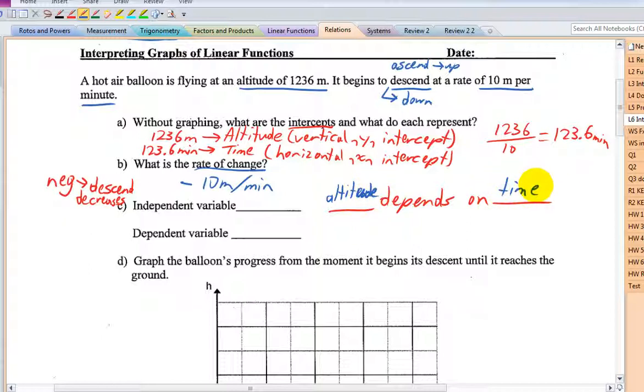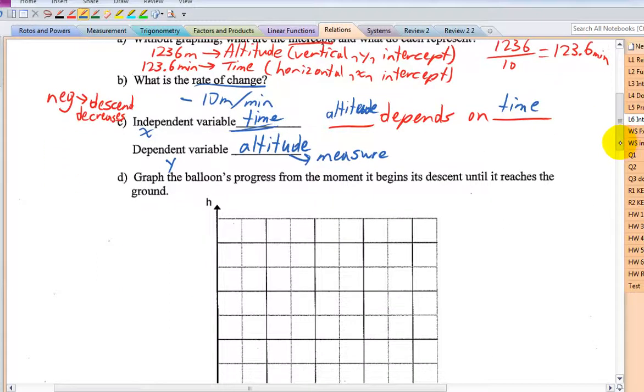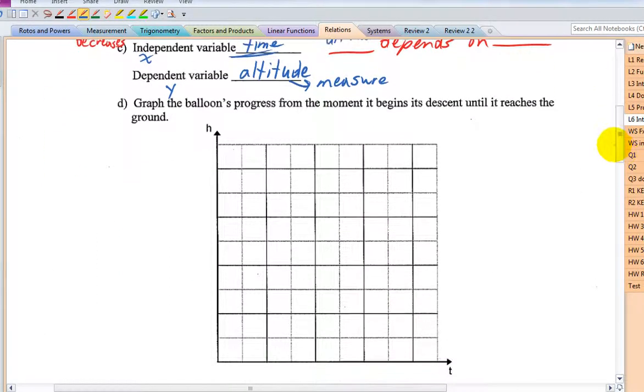Okay. So your independent is time. Of course, that's your x. 99.999% of the time, time is independent. Your dependent is altitude. And that's your y, and this is the one that we have to measure. Okay. Good. So let's quickly graph it here.